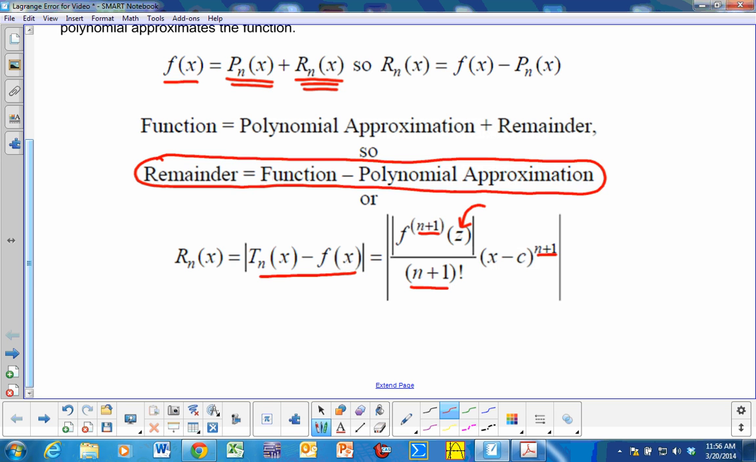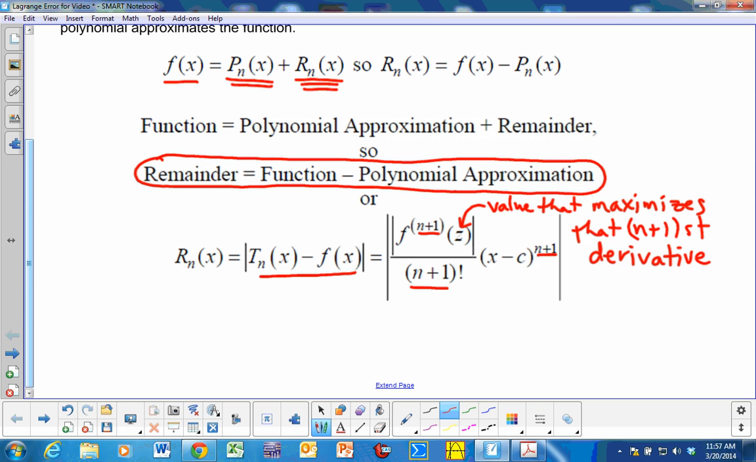What we want is the z that is the value that maximizes that n plus first derivative. So what we're looking for is a value of x that would give us the most that derivative could equal. We're looking for the maximum there, so that way we get the maximum error that we could have.